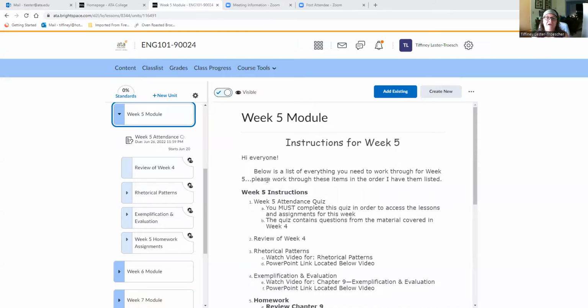Of course, the first thing you'll have to do is take the week 5 attendance quiz. Remember, the questions on that quiz will come from the material we covered in week 4. But once you submit that quiz, you'll have access to everything else in the module. The first thing you'll see under the quiz is a brief review of week 4. And then you'll have your first lesson of this week on rhetorical patterns.